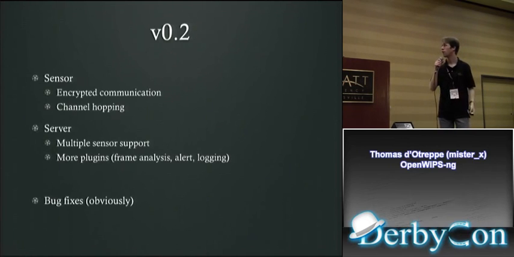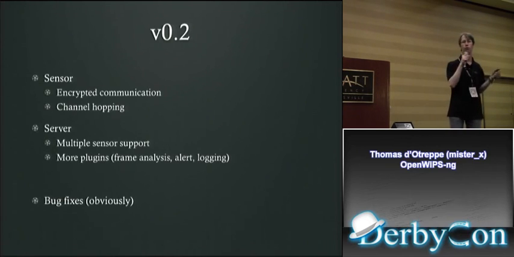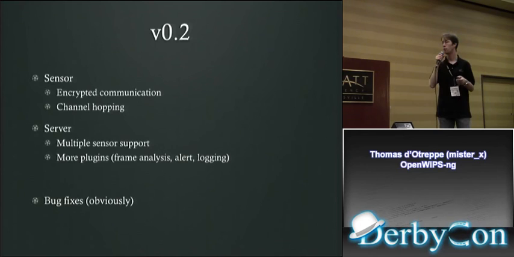In 0.2, you will see encrypted communication between the sensor and server, as well as channel hopping. The server will support multiple sensors, more plugin types, more existing plugins, and bug fixes, obviously.